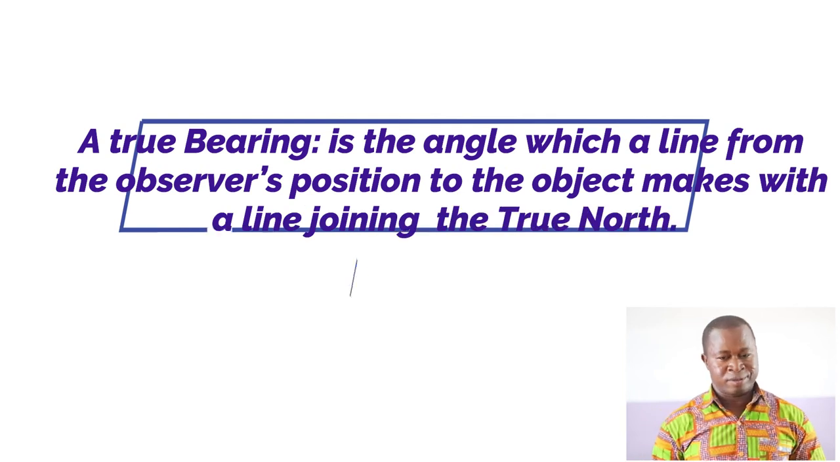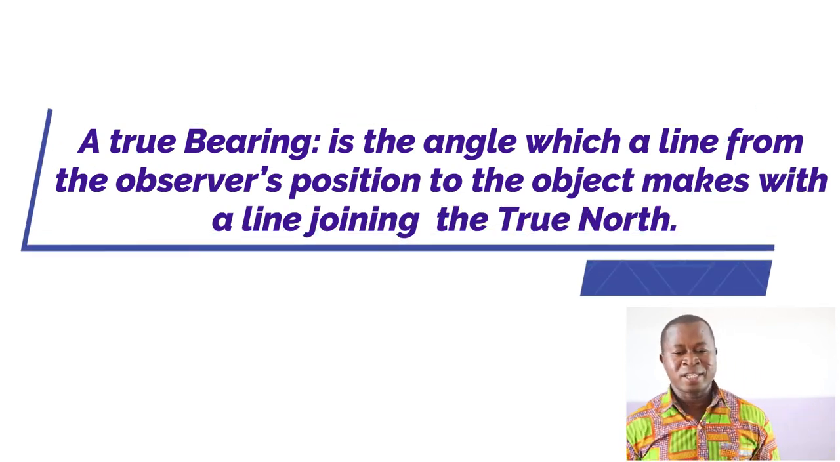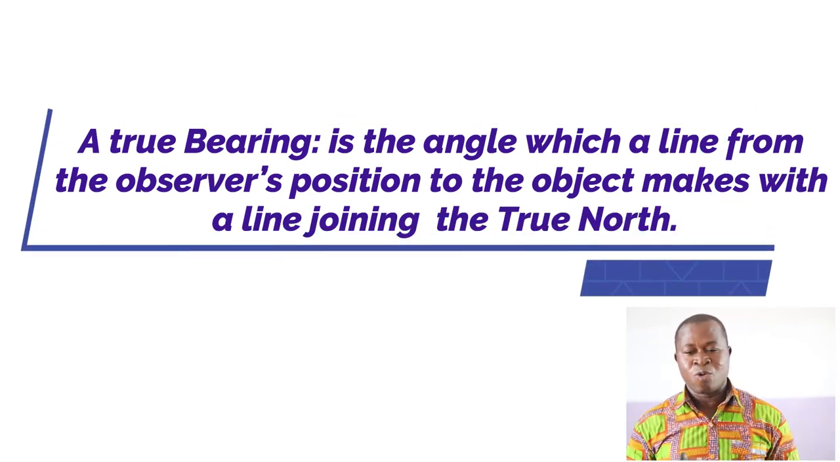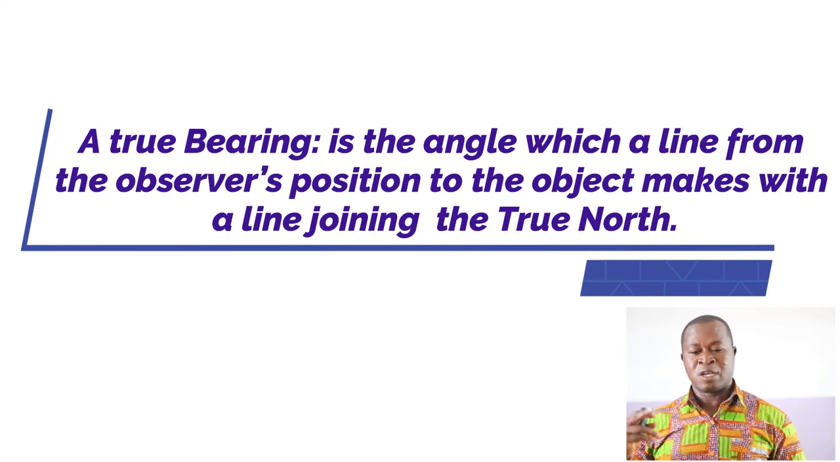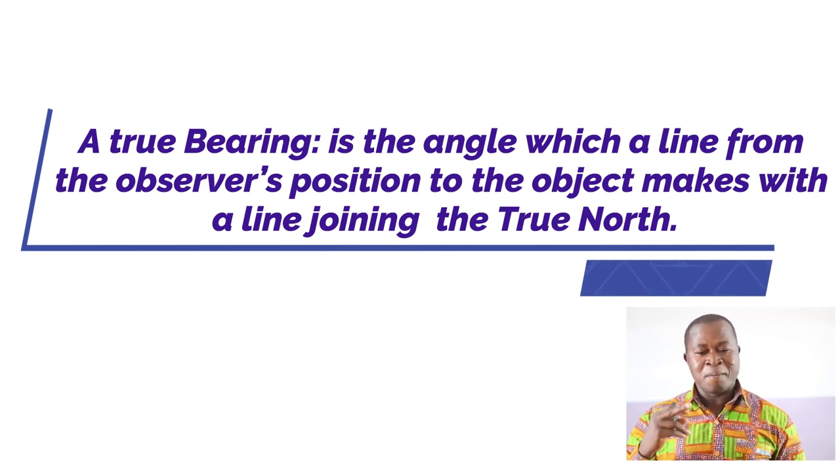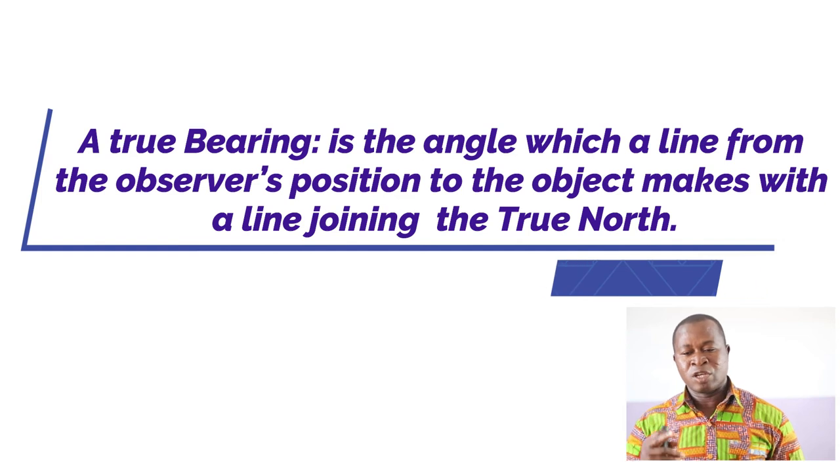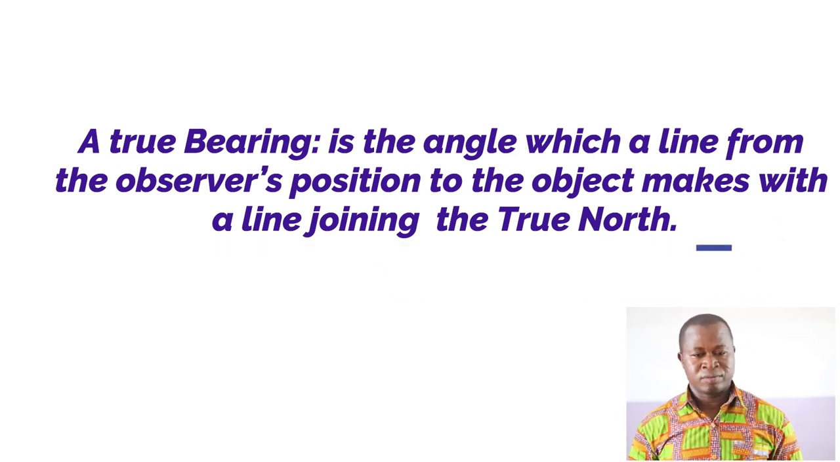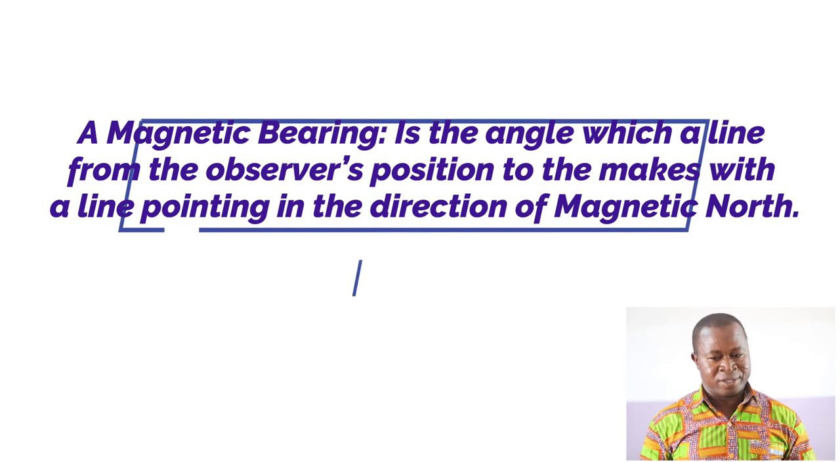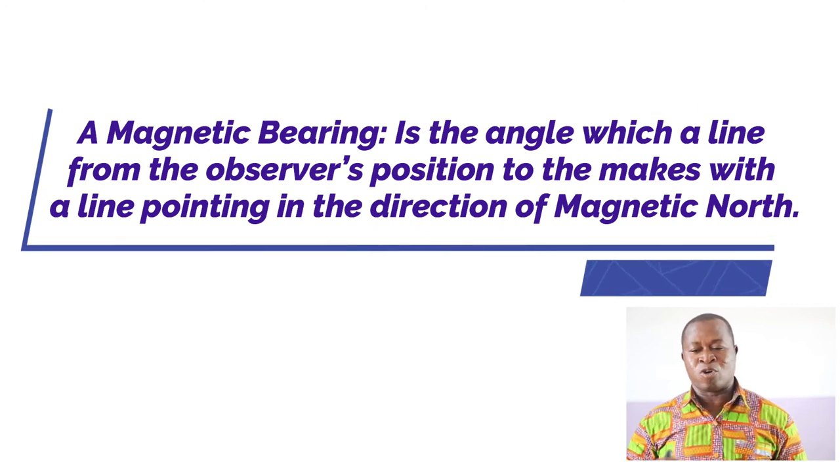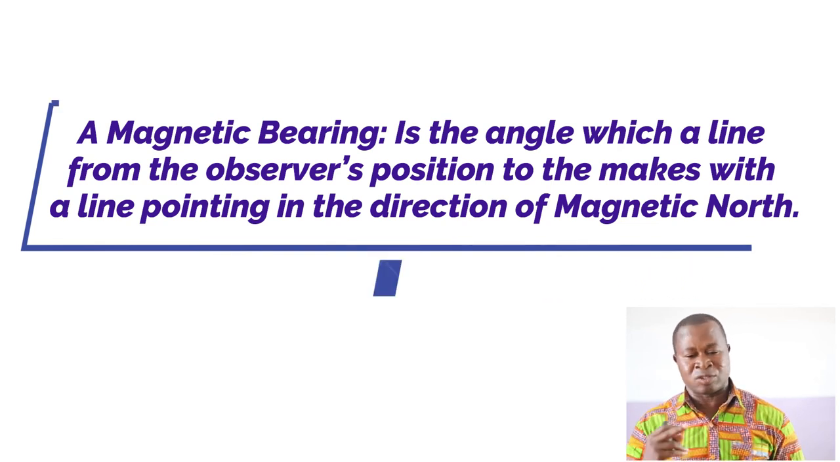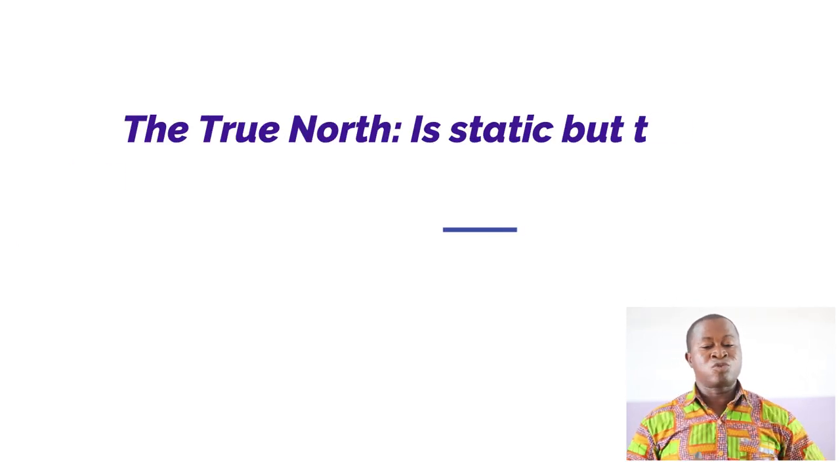What is a true bearing? A true bearing is the angle which a line from the observer's position to the object makes with a line joining the true north. What is a magnetic bearing? It is the angle which a line from the observer's position to the object makes with a line pointing in the direction of magnetic north.